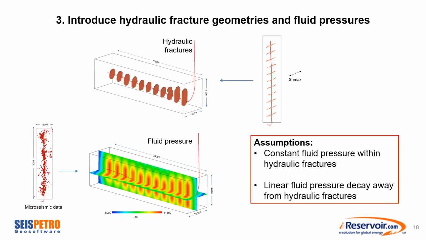The third step is to introduce hydraulic fracture geometries and fluid pressure functions away from the hydraulic fractures. So here's what we do. With respect to the hydraulic fractures, we assume a geometry and orientation that in this case will be parallel to SHmax. Then we assume a pressure behavior inside and outside the hydraulic fractures. Inside, we assume that the pressure is constant, and outside, we assume a linear decay away from the hydraulic fractures. What is the extent of this decay? Well, we don't know exactly, but in this case, we use microseismic data to help us guess the maximum distance at which this function goes to zero, and we will use this as an initial guess. Of course, if we have other information, we can model the hydraulic fractures and pressures using different assumptions.